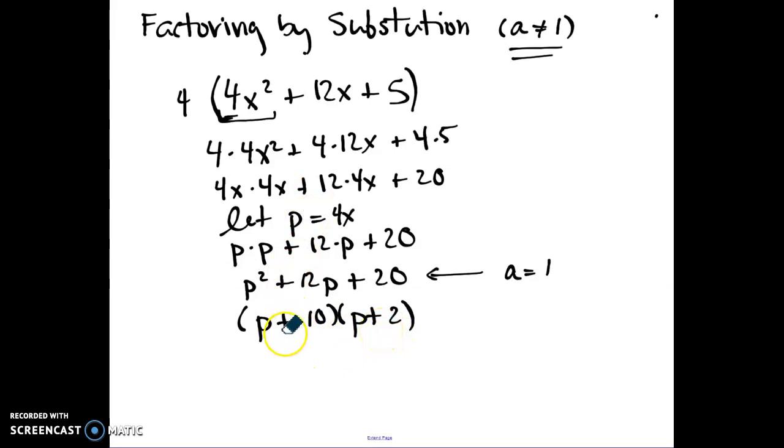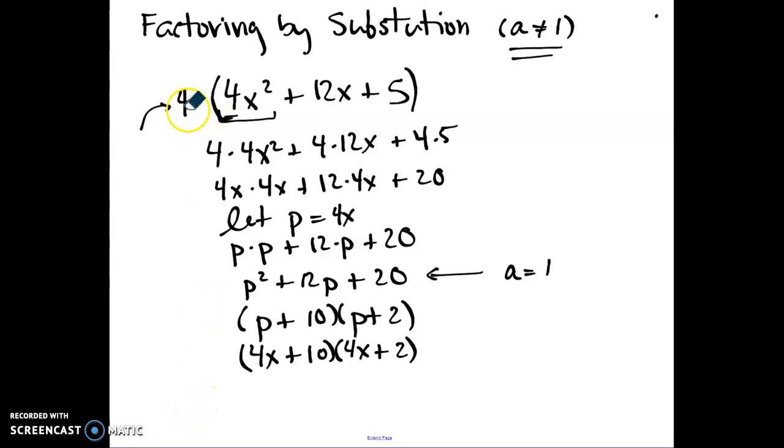But, of course, I don't want p. P really is 4x. So I'm going to go back and replace that, and I have 4x plus 10 times 4x plus 2. If I went through and multiplied this, I would get 16x squared plus 48x plus 20, which is what I actually factored at this point right here. But it's not my original problem. At the very beginning, my first step was to multiply by 4. I did that for a purpose, but in my final answer, I have to remove that.